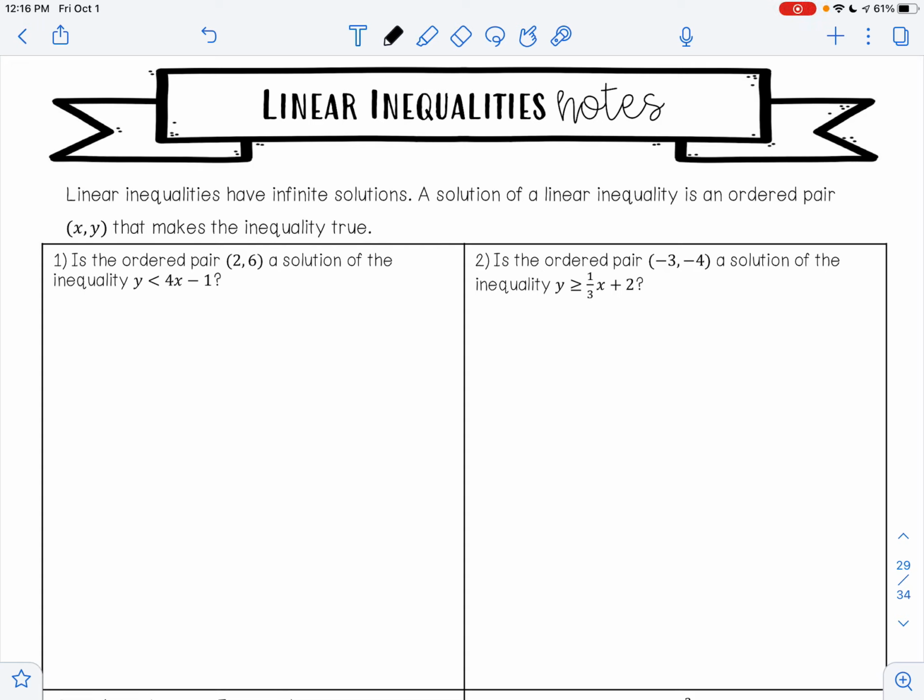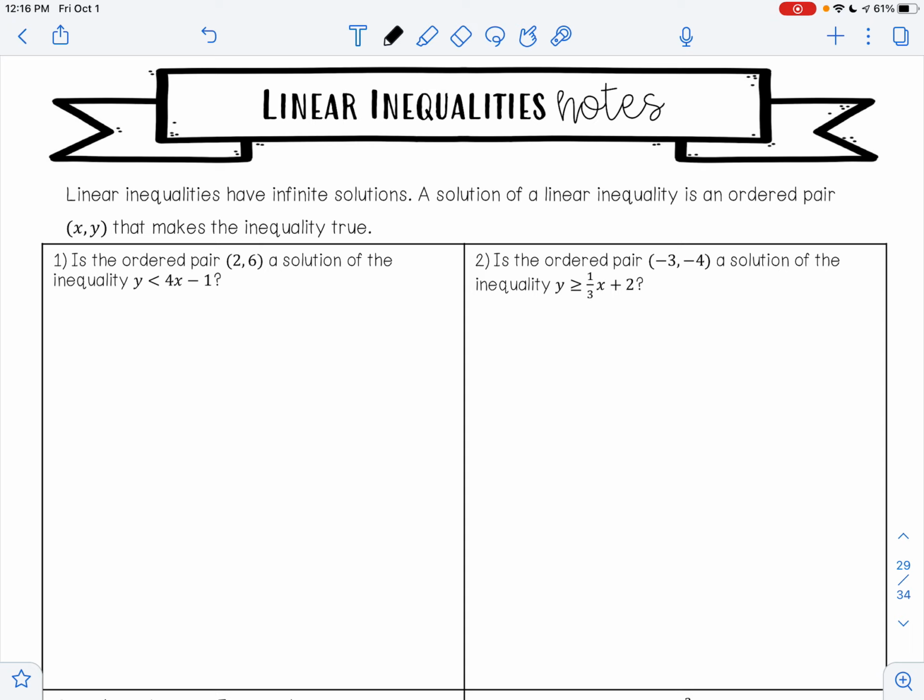Linear inequalities have infinite solutions. So they have more than one answer. They have an infinite amount of answers. Their answers go on and on forever. A solution of a linear inequality is an ordered pair, x comma y, that makes the inequality true.